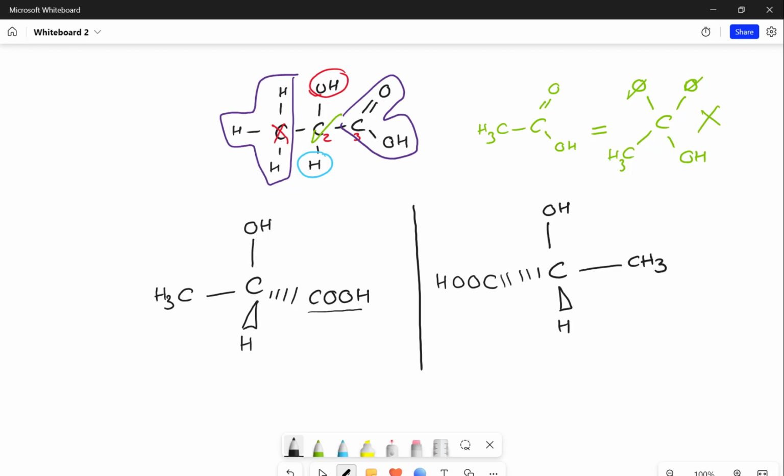So I've drawn out my structure, identified the chiral carbon, drawn the chiral molecule focused solely on that chiral carbon, and I've drawn its mirror image. It's an enantiomer. So that's what you're being asked there.